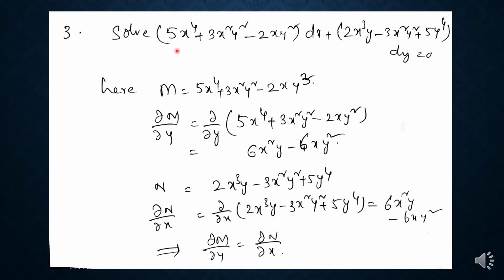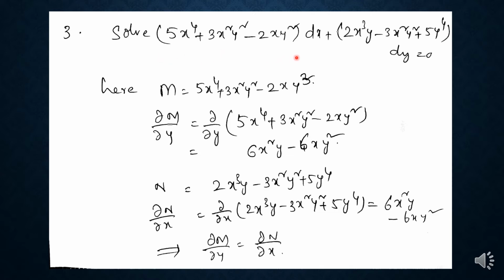Solve (5x^4 + 3x^2y^2 - 2xy^2) dx + (2x^3y - 3x^2y^2 + 5y^4) dy = 0. In the variable separable method it is not possible because we cannot separate the variables.